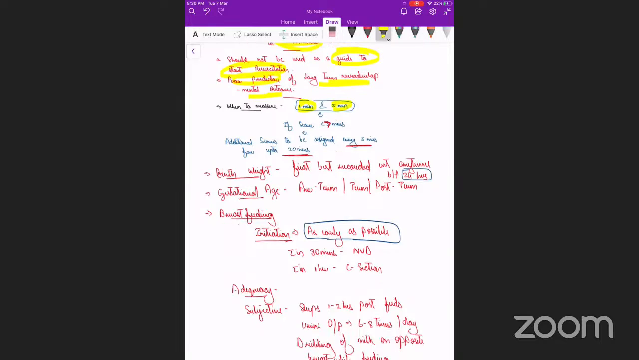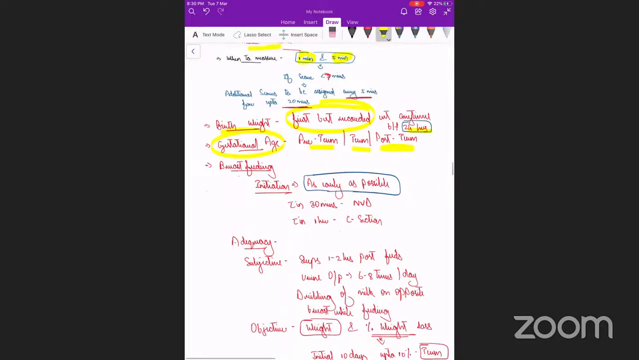Okay, so what is the birth weight? The definition is the first best recorded birth weight anytime before 24 hours. Why before 24 hours? There might be less staff available, the mother has delivered the baby, so most of the staff will concentrate on the mother, correct? So it might take another half an hour or 1 hour to weigh the baby. So anytime within 24 hours. Okay. Next is the gestational age, whether the baby born is preterm, term, or post-term.